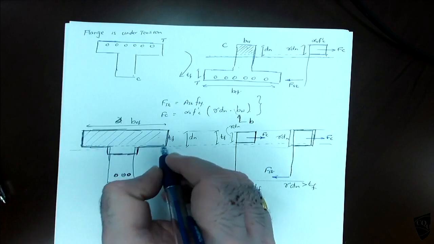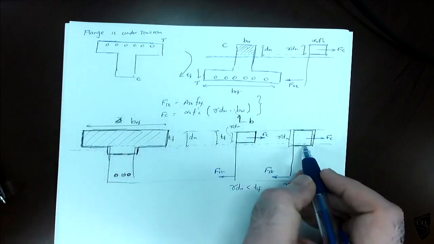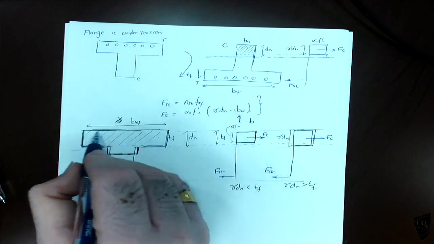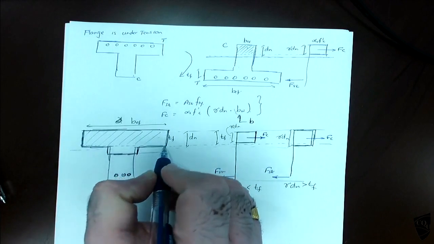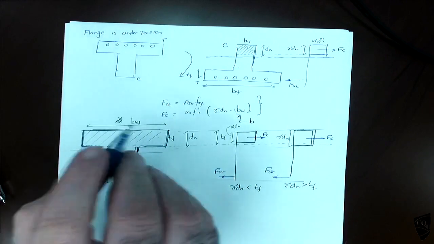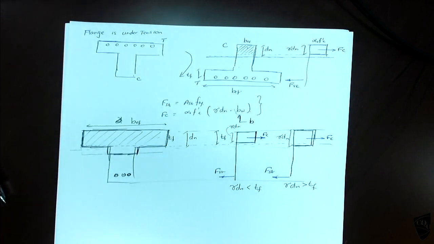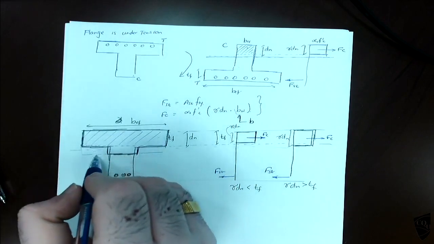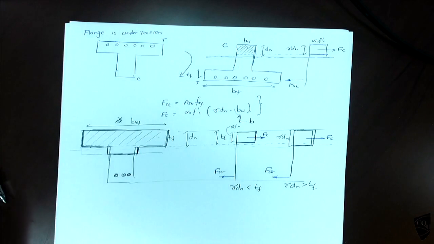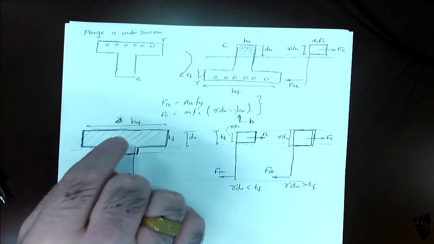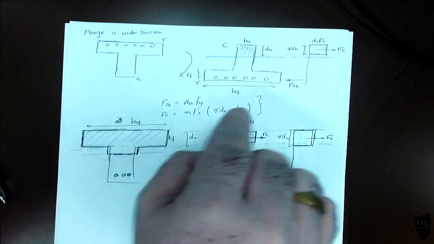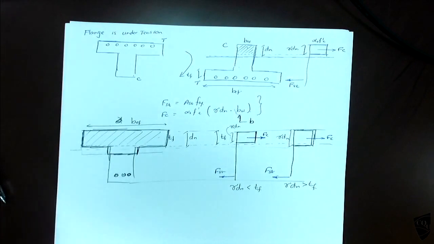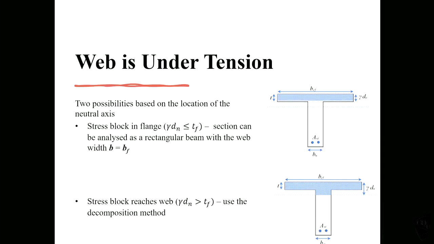B effective times gamma dn. Yeah. For this case, B effective times gamma dn cannot be used, because B effective times gamma dn will give this one. So we need to add this area. We need to add this area and put it here. Okay. So that is a little bit different from the rectangular section.